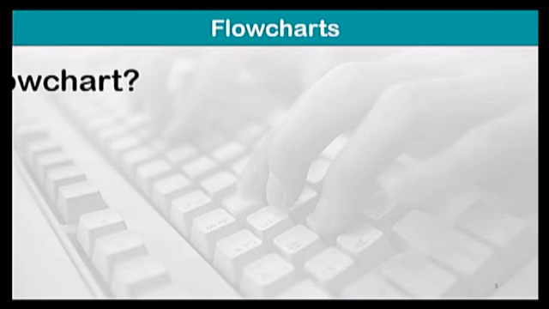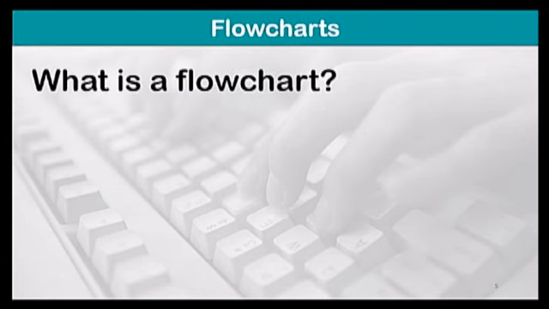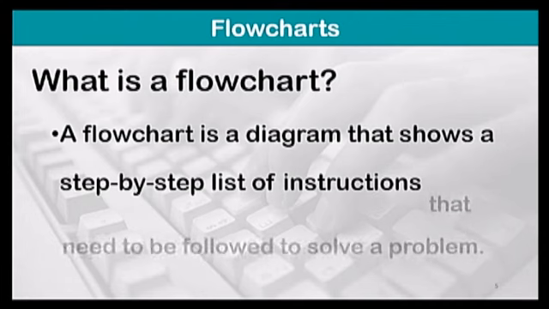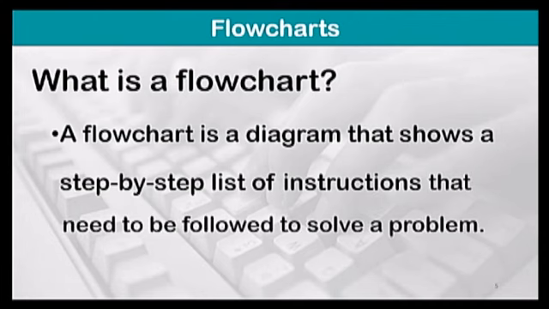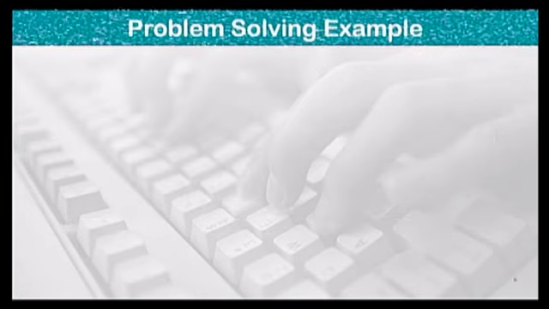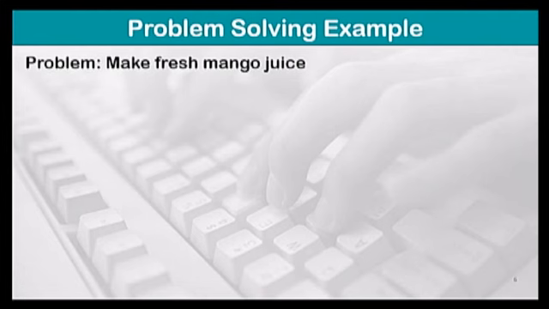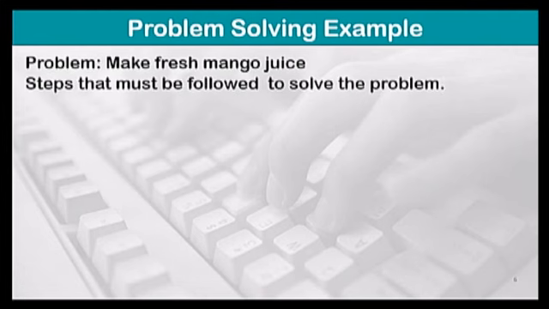What is a flowchart? A flowchart is a diagram that shows a step-by-step list of instructions that need to be followed to solve a problem. Let us start by considering a very simple problem. The problem is to make fresh mango juice. What are the steps that must be followed to solve the problem?